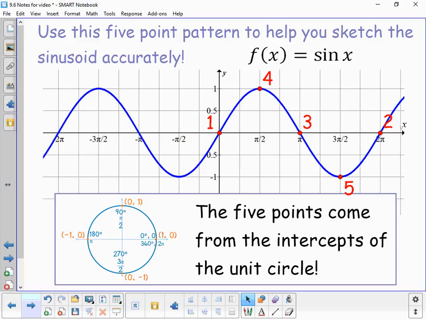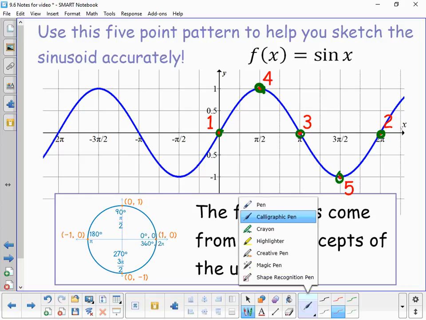These 5 points that we use in our pattern to help us get a really nice graph come from the intercepts of the unit circle. And I have a specific order here. Typically when I'm graphing, I'll start over here, then do the last one, then do the middle one, and then go up and down for the sine curve. That order will help you get a good shape. And as we graph more and more of these, you'll see why that order is important.